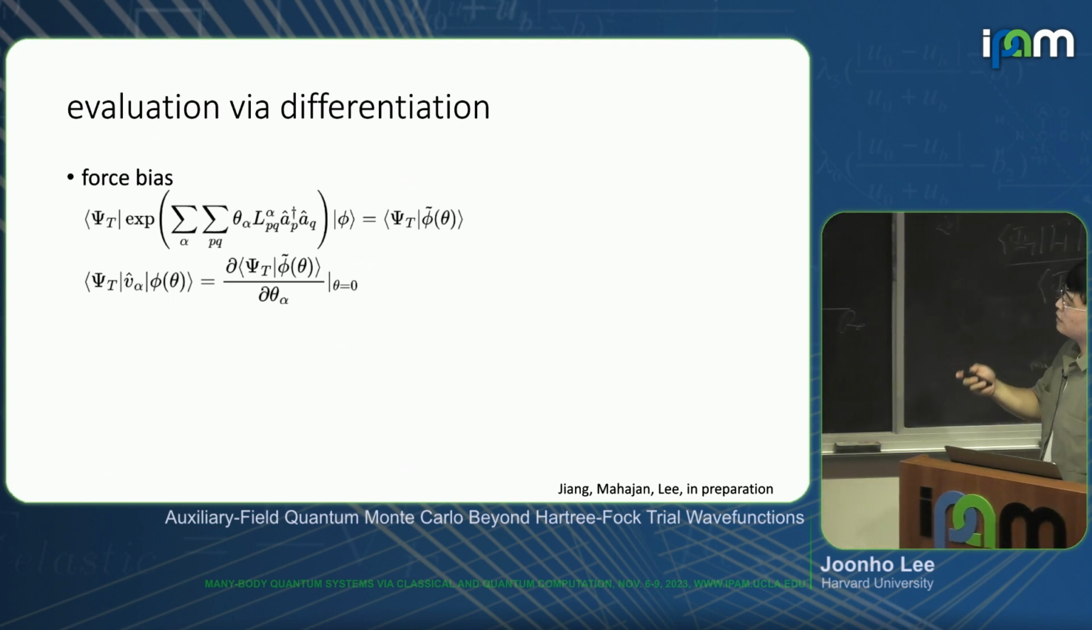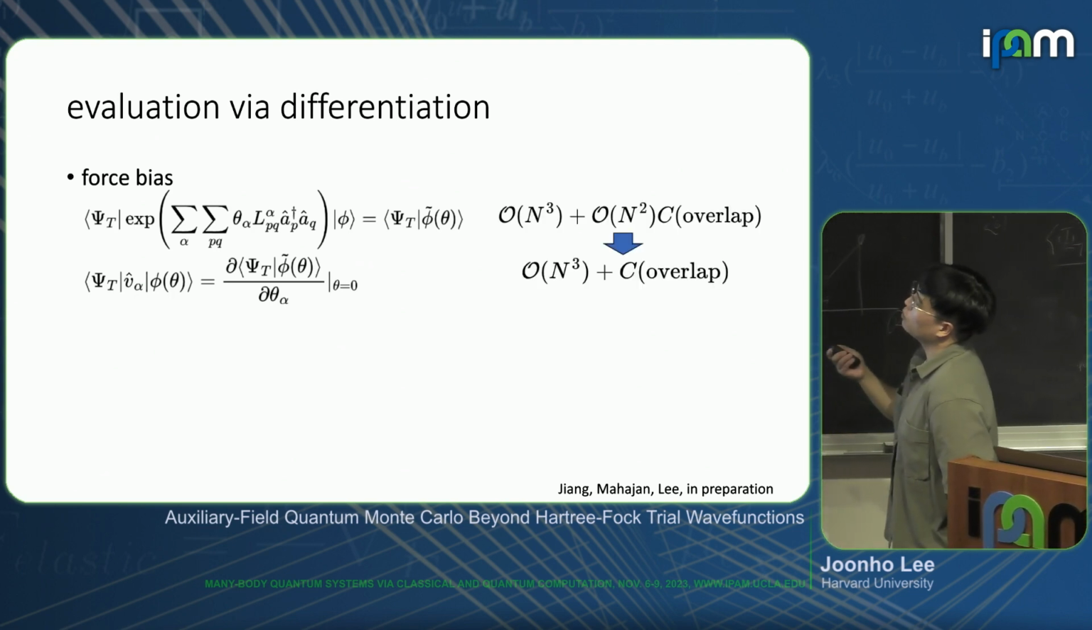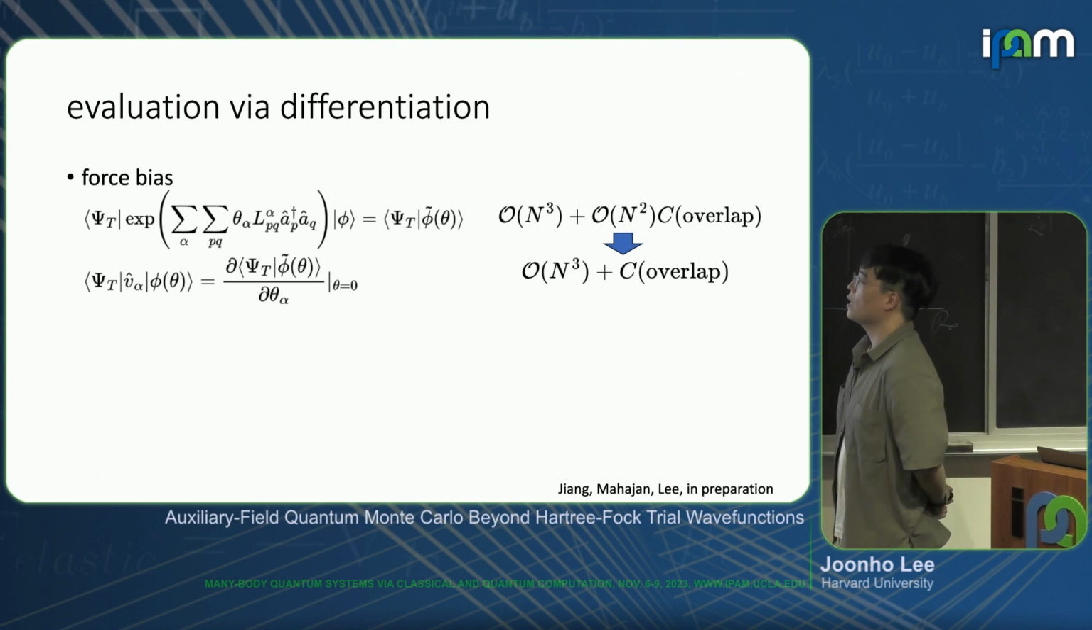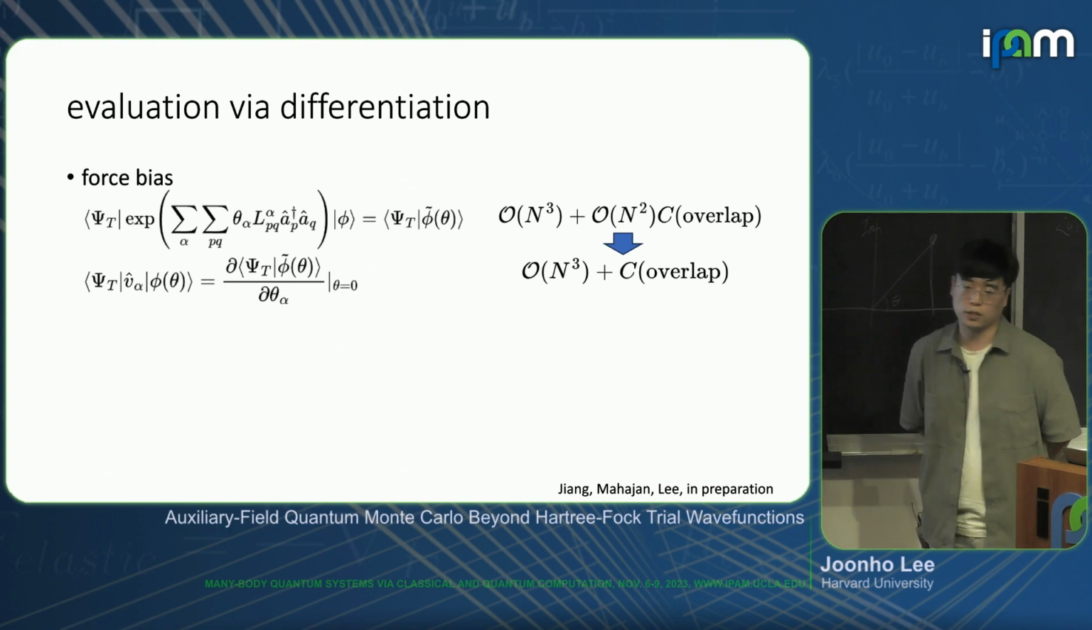Okay, so what happens after we do that is that the cost of overlap, which used to be multiplied by the system size order n squared, can be completely removed, and we can actually have n cubed, cubic cost, plus some overlap evaluation cost, C of overlap.